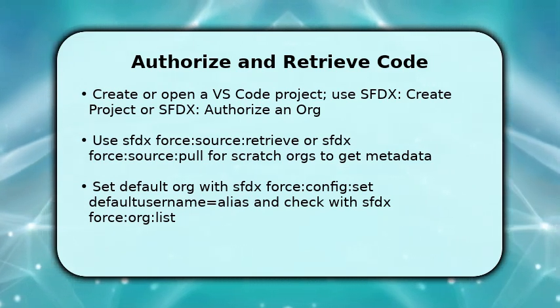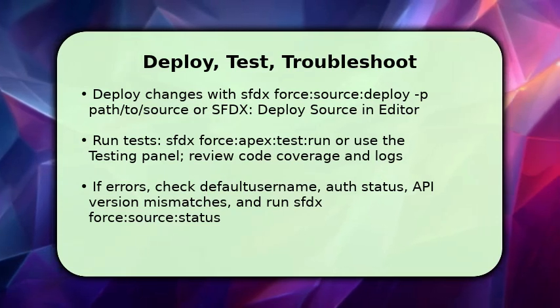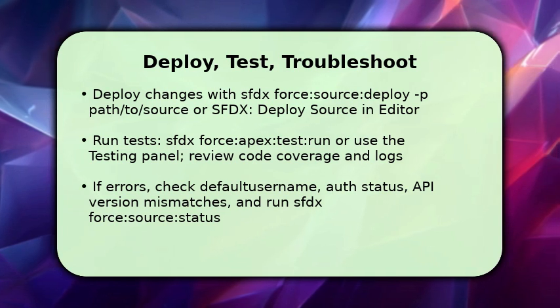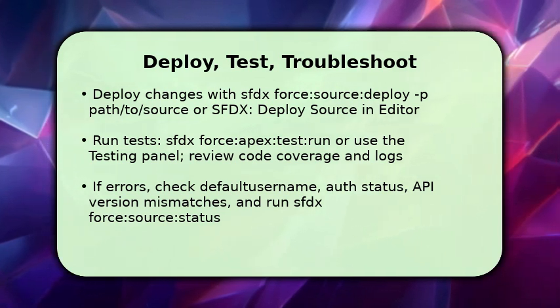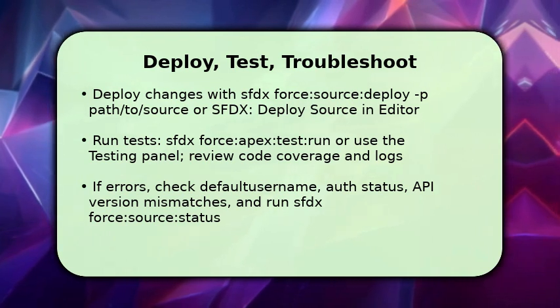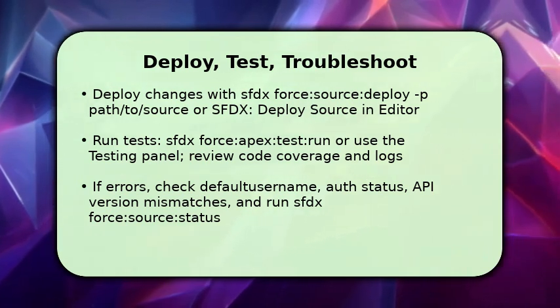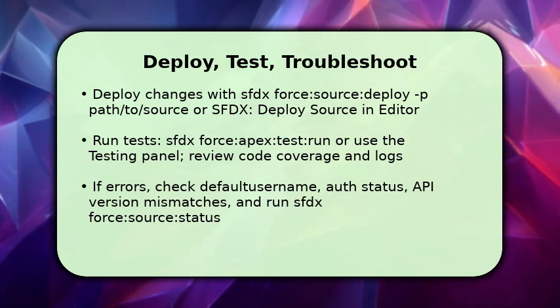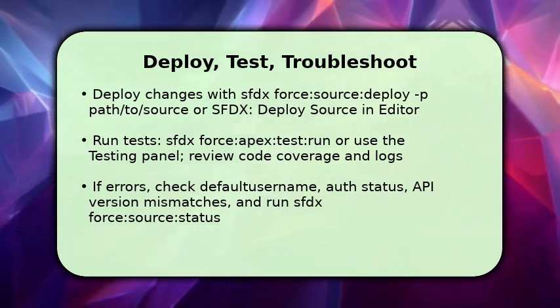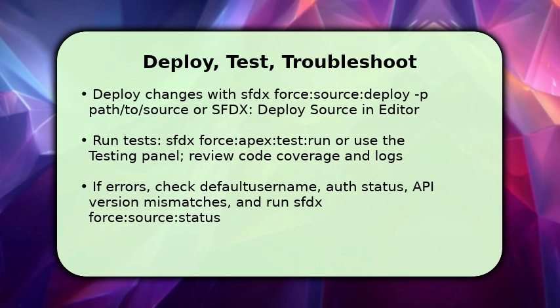Finally, you deploy and validate your work. Run sfdx force:source:deploy -p path/source or use the editor command to deploy specific files. Once deployed, execute tests with sfdx force:apex:test:run or the VS Code testing panel and inspect logs for failures and coverage. Make sure your project-scratch-def.json and API versions align.